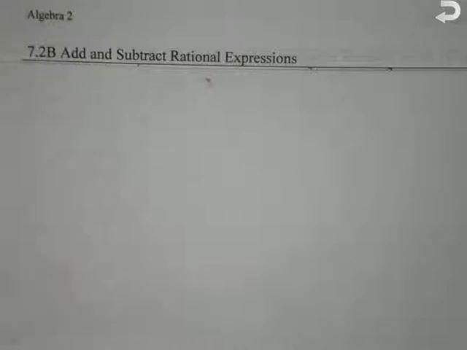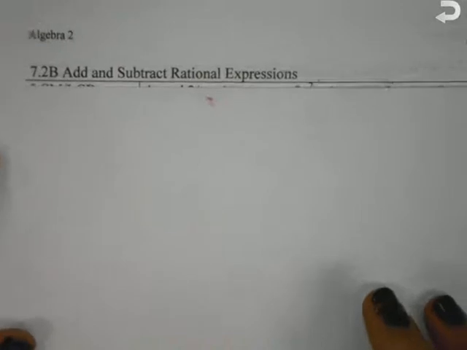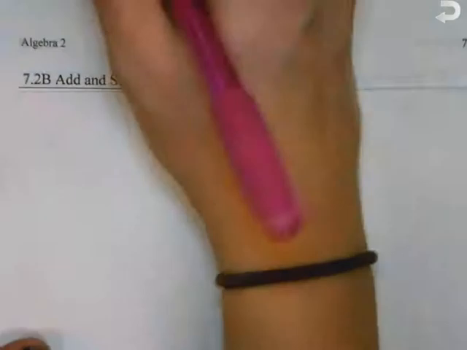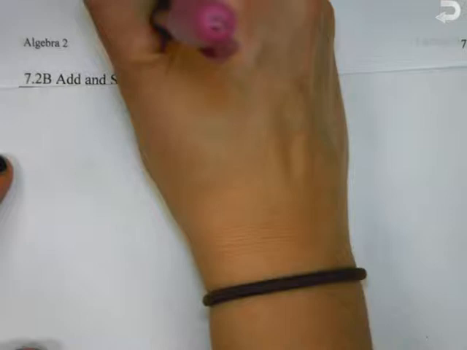For 7.2b, we're actually going to be adding and subtracting the rational expressions, but we need to do a little bit of work with LCDs and LCMs. So I want to practice first really quick with just some numbers. Just off to the side or at the top of your paper, I'm going to give you the numbers 14 and 4, and I want to find the LCD of this.